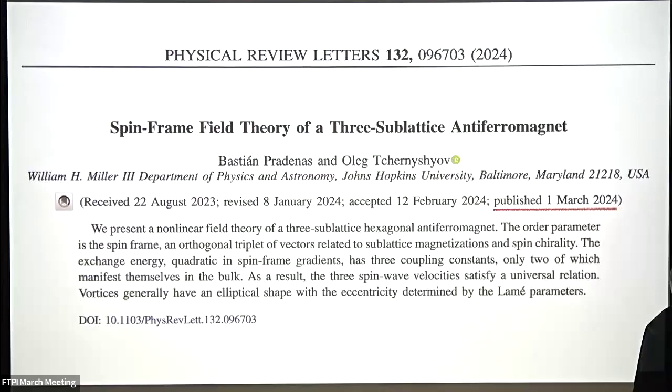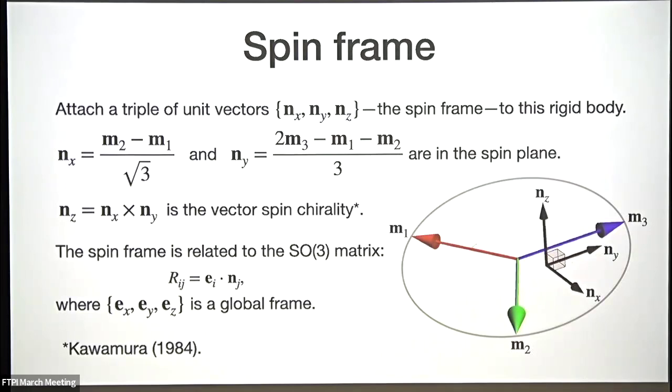All right, so it's a field theory formulated in a slightly different language from Dombre and Read. Instead of the rotation matrices, we chose to use a triplet of vectors forming a frame, which we call the spin frame. It's defined as follows. If you take the three magnetizations of a triangular or Kagome antiferromagnet, which have three sublattices, these vectors in the ground state form a coplanar structure with angles of 120 degrees with one another with zero net magnetization. And so you can form three linear combinations of these, one of which would be zero if you just add them up. That's the net magnetization. And you can also take a couple of differences between them. If you normalize them properly, you'll get two orthogonal vectors, nx and ny, that will lie in the spin plane because they're made out of these.